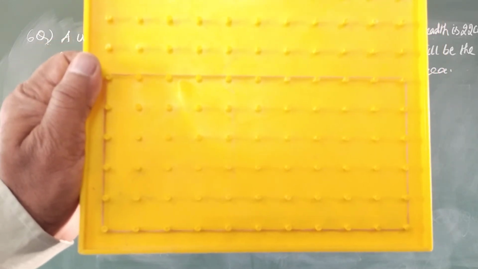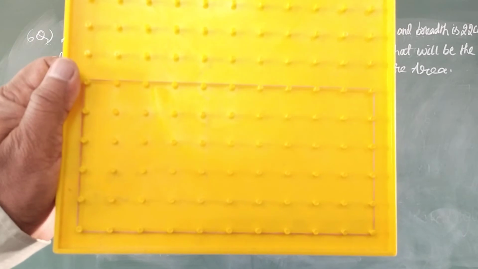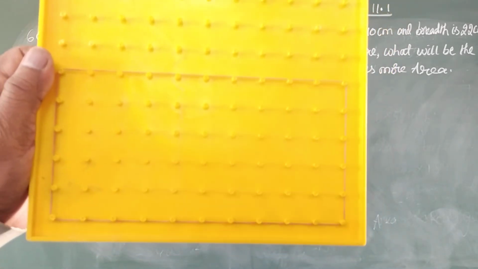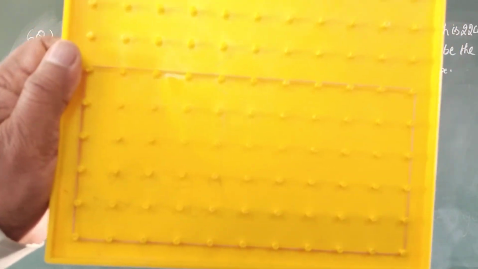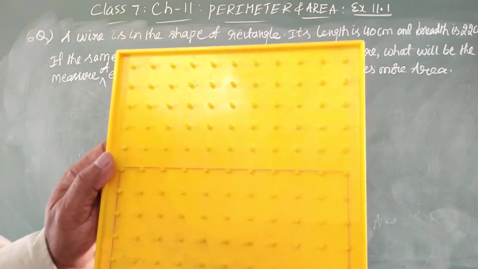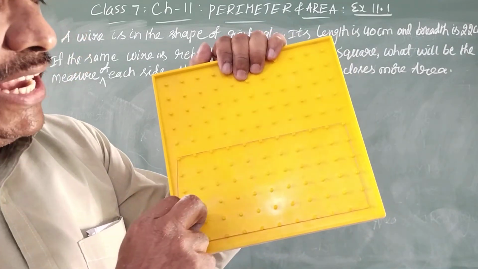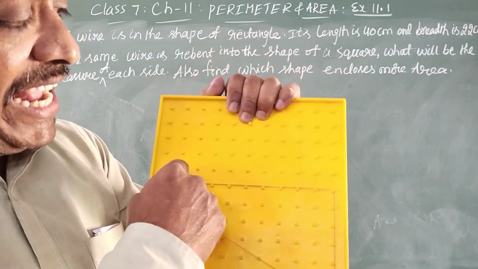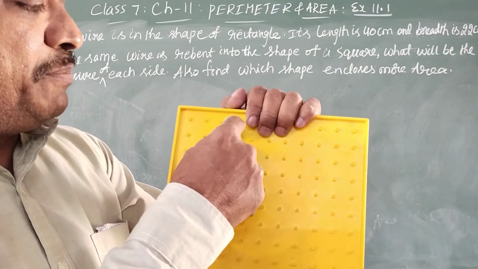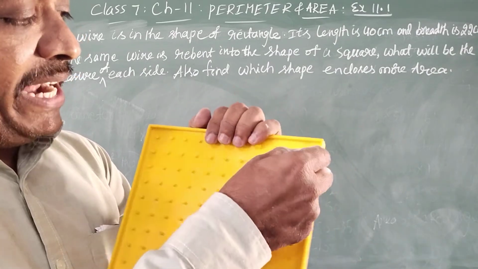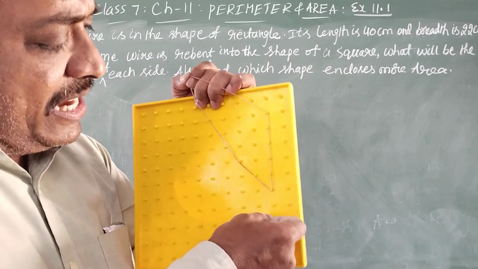So what did they do? The same wire, the same rubber band, they now rebend into the shape of a square. Like how it is rebent into the shape of a square. So they just change that into the form of a square. You can observe clearly how it is rebent into the form of a square.